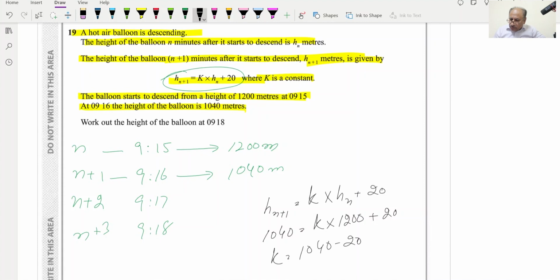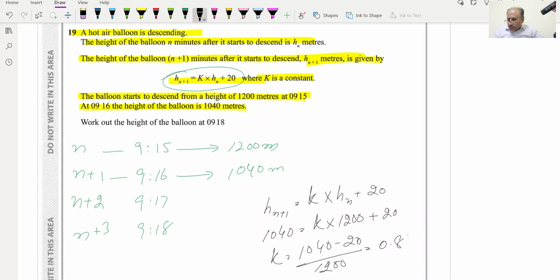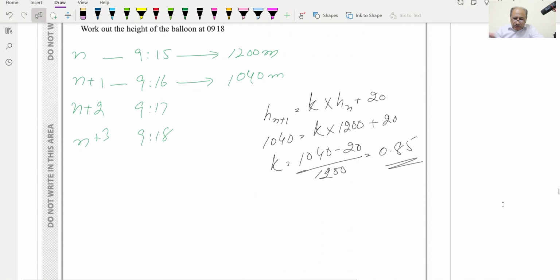So k will be equal to what? 1040 minus 20 and divided by 1200, and this k value we can calculate. This is equal to 0.85. This is a constant value. We can replace this constant value in the equation, and our equation is h(n+1) is equal to 0.85 h(n) plus 20.